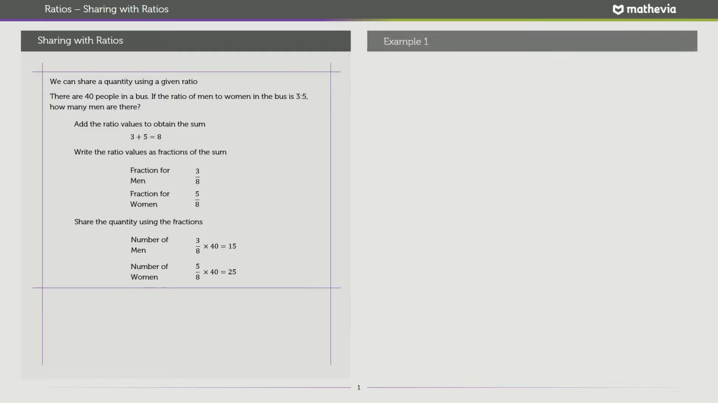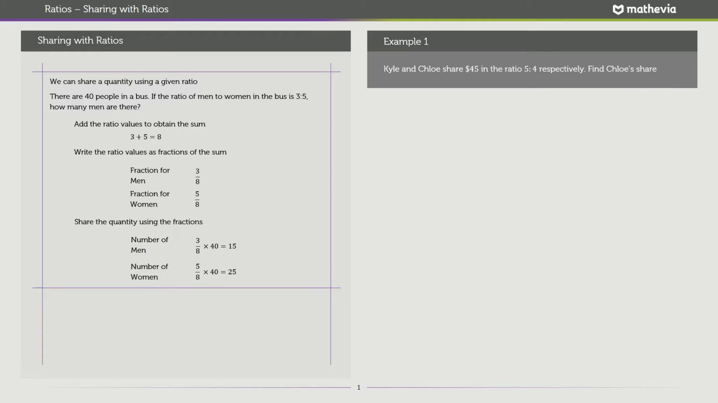Now let's go ahead and do a few examples. So we have example 1, and we've been told that Kyle and Chloe share $45 in the ratio 5 to 4 respectively. Like I said, we have Kyle and Chloe, 5 to 4. What that means is that 5 is for Kyle and 4 is for Chloe. So we've been asked to find Chloe's share.